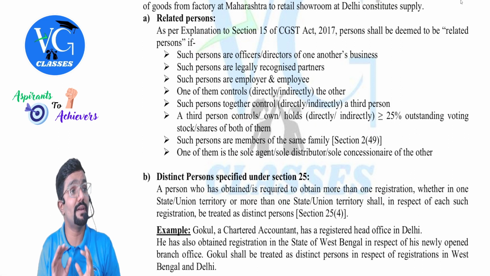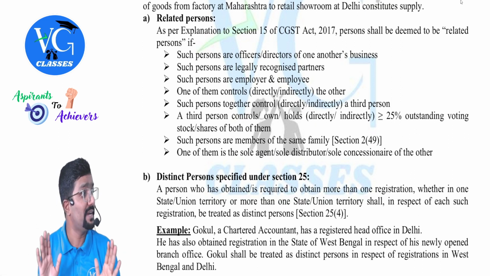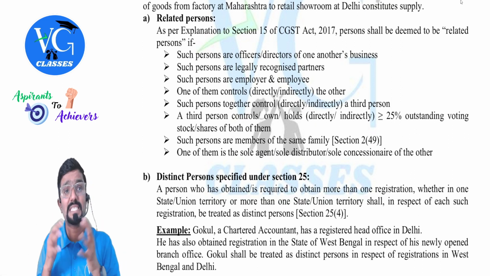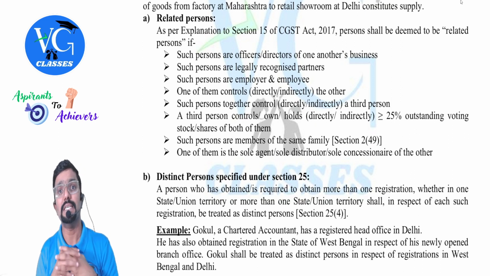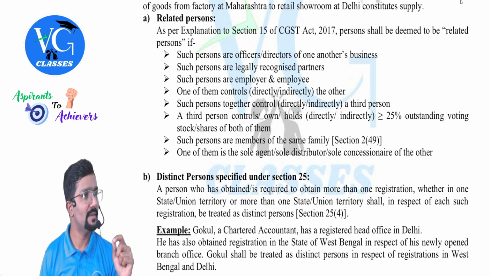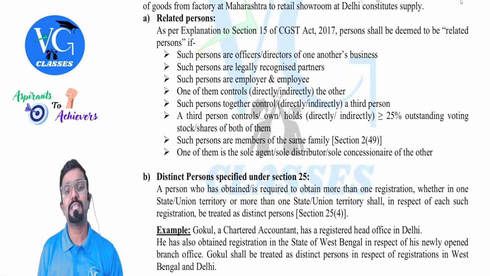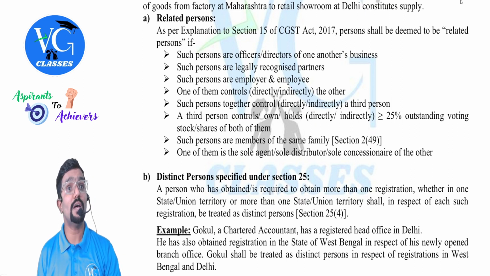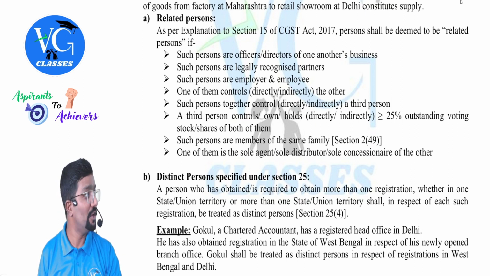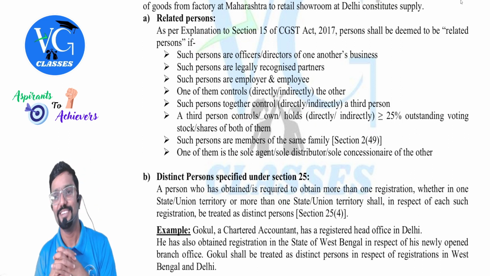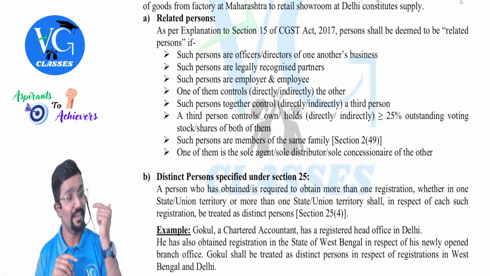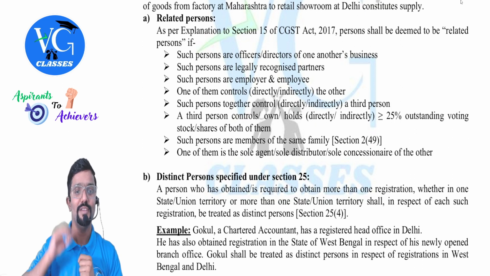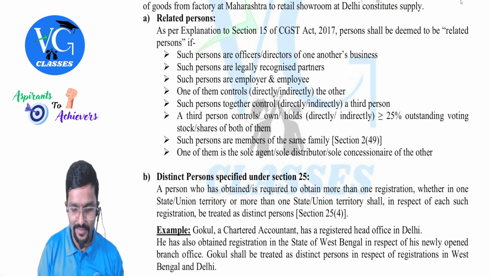And please be careful. Here, relative means not only blood relative. Even business connected persons are also treated as related. Such persons are employer-employee. Employer-employee are related. Yes, very close relative. Clear? So, employer and employee are relatives. Observe one of them. This is the beauty.